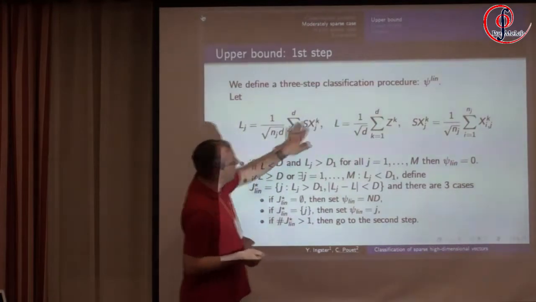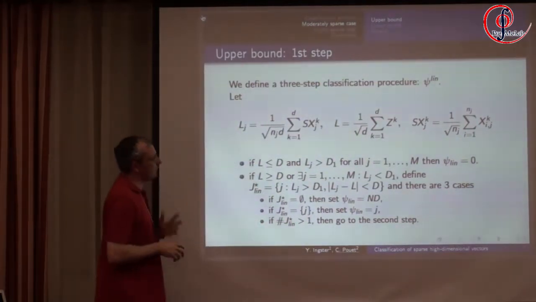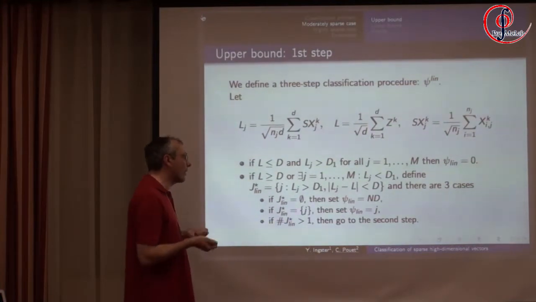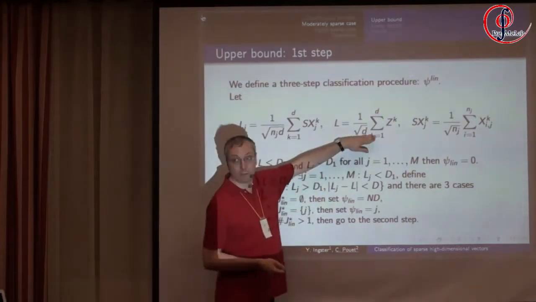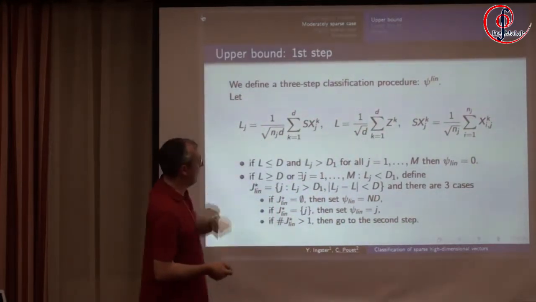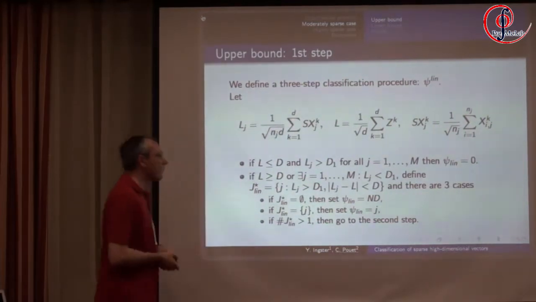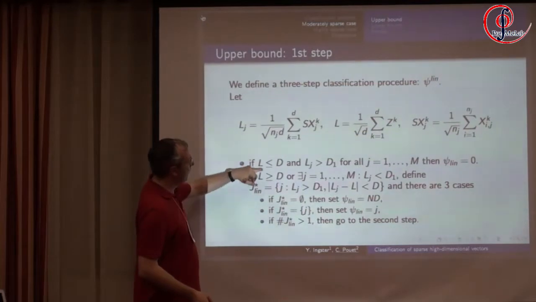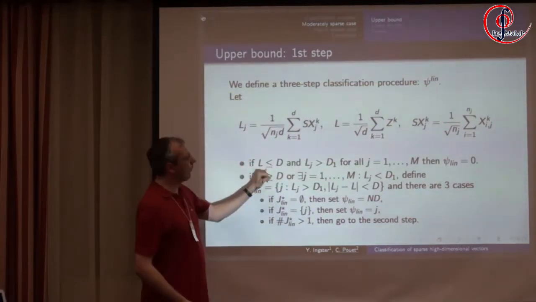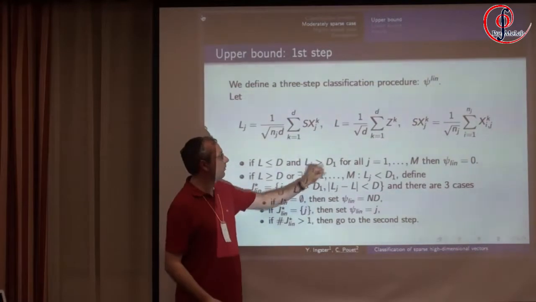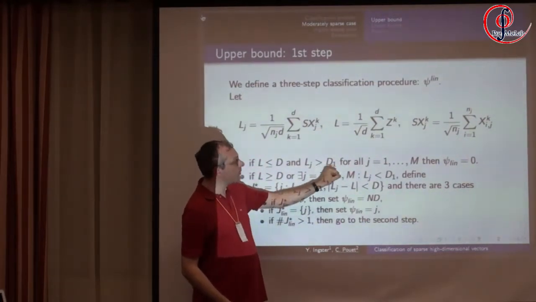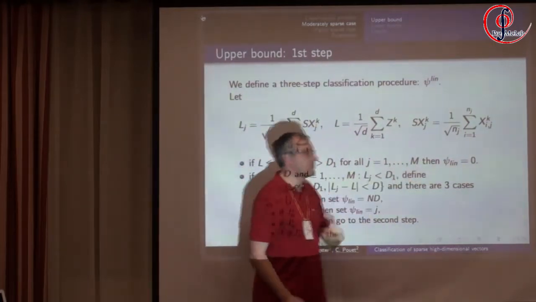So the first part is linear, as you can see, and it is related to some sum of the coordinates, and we will compare the sum of the coordinates. So we have the coordinates of z and the coordinate of lj, that's to say of xj. So we have, in fact, 2 cases. If the sum of L are really small and for all the other, that is to say Lj, the sum are large, then we will say that psilin is equal to 0.